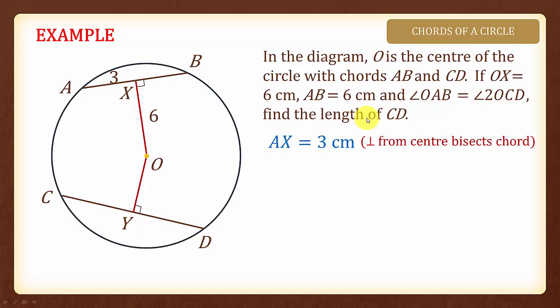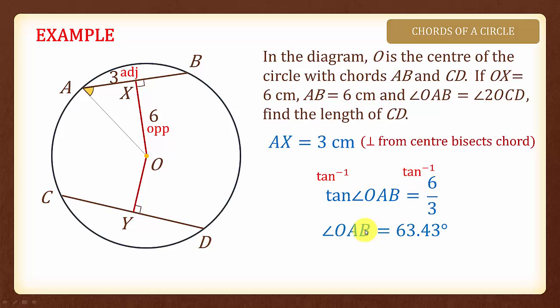In order to find the length CD, we will need to know the radius and the angle OCD here. To do so, we will make use of the triangle OAX because we have the opposite and the adjacent length here. Now, using the tangent trigonometry ratio, we have tangent angle OAB is equals to opposite, which is 6 centimeters, over the adjacent, which is 3 centimeters. In order to find angle OAB, we will inverse tangent on both sides.